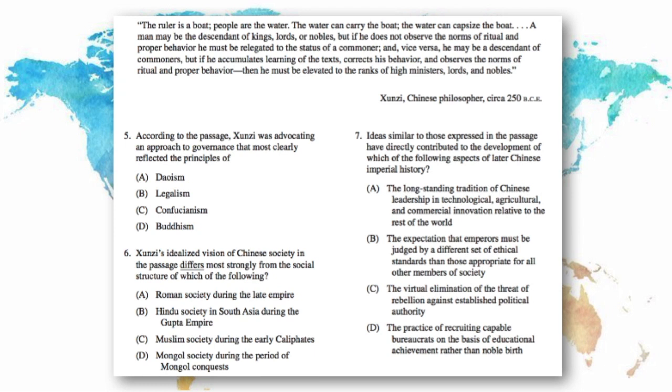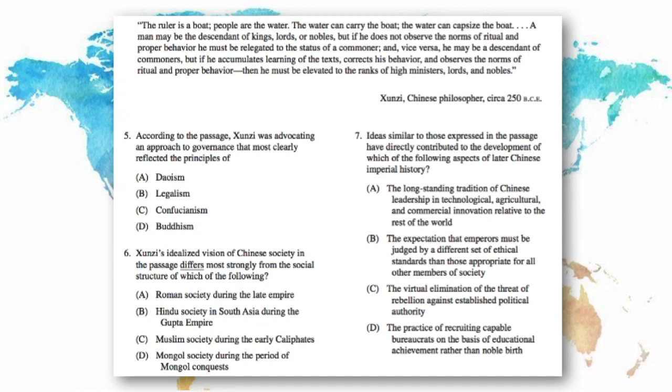But if you look here at question number 5, it says, according to the passage, Zhongzi was advocating an approach to governance that most clearly reflected the principles of, and here, having read that text above, a student should see that that's in China, and they should recognize the content of a belief system there, and that would allow them to choose the correct answer, which is C in this case. The skill being assessed here, by the way, is contextualization.